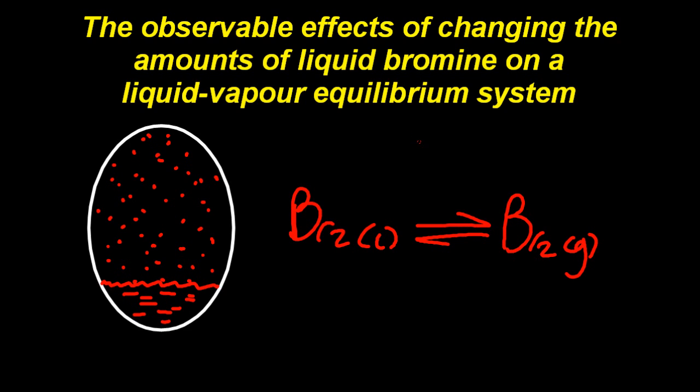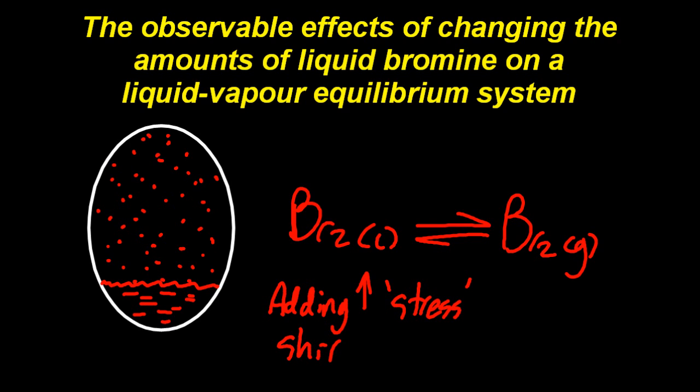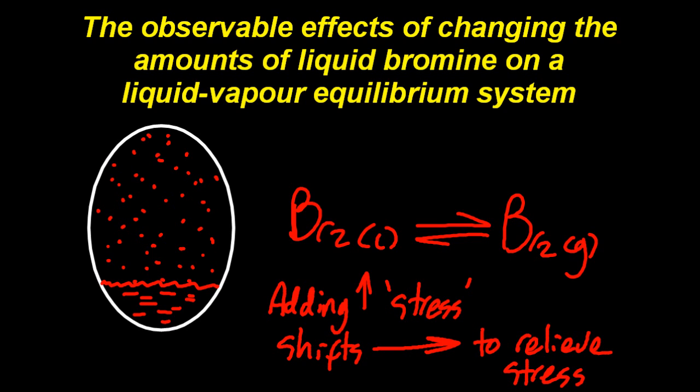All right then, so there's the equilibrium. If I add some liquid bromine, that's a stress. Le Chatelier said it's going to move to oppose the stress, so it will therefore increase the amount of gaseous bromine. And what's the observable effect? There's going to be more red gas.